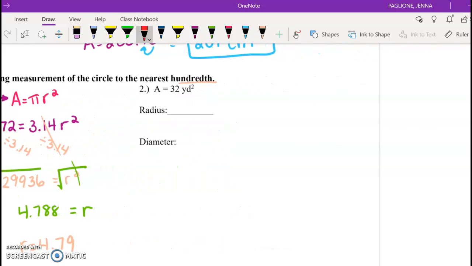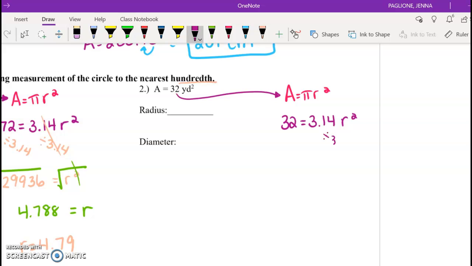All right, let's look at the next one. Start with our area formula, which is pi r squared. Plug in what we know. So we know 32 equals 3.14, my pi, times radius squared. Divide by 3.14. So 32 divided by 3.14 gives me a really long decimal, and that's what radius squared is.